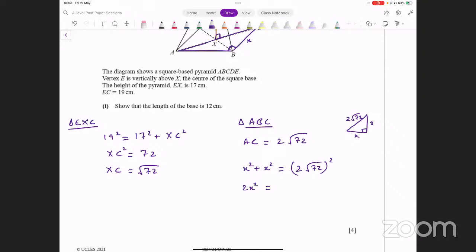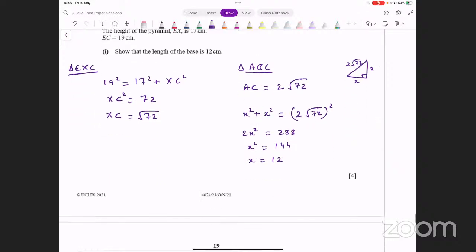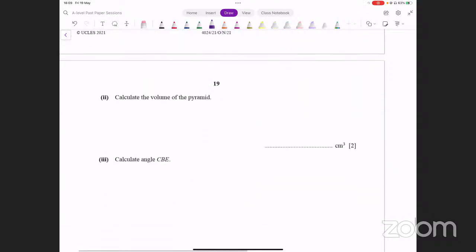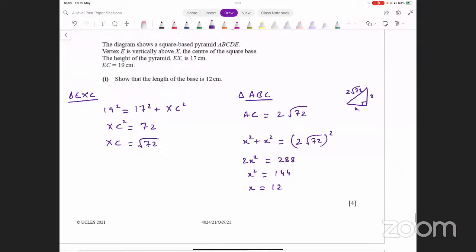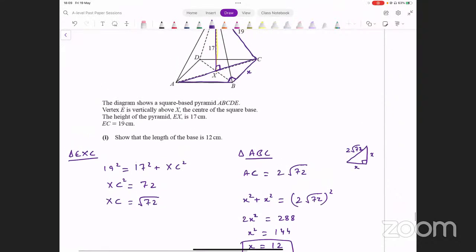Let's evaluate that on our calculator. That is 288. x squared turns out to be 144. Take square root of that, and that gives you 12. It's a length, something positive answer लिखेंगे. x की value हमारे पास यहाँ से क्या आ गई? 12 आ गई. That is what we had to show. Okay.